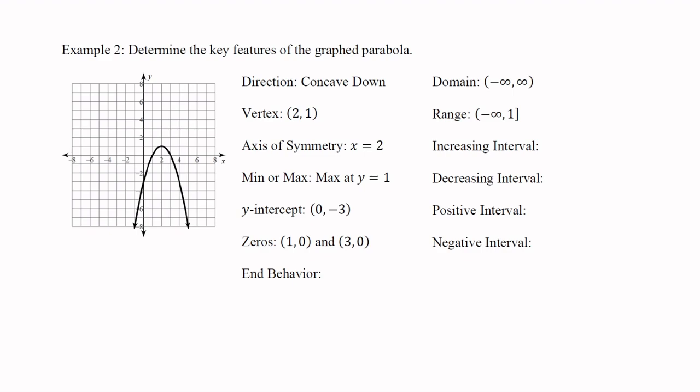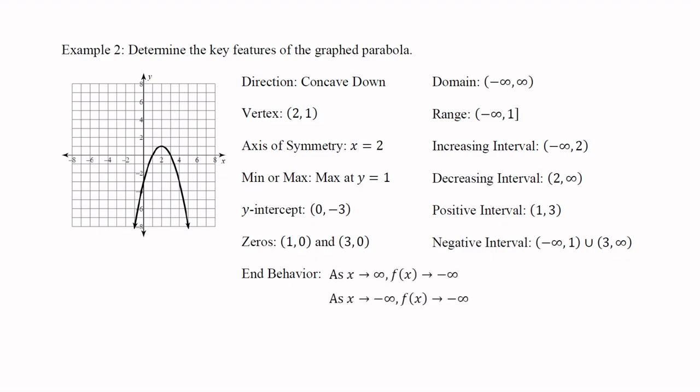We are increasing from -infinity to 2, and then decreasing from 2 to infinity. We are positive from 1 to 3, and negative everywhere else: -infinity to 1, union with 3 to infinity. And since this is concave down, both sides are pointing downward, and so f of x is going to -infinity in both directions.